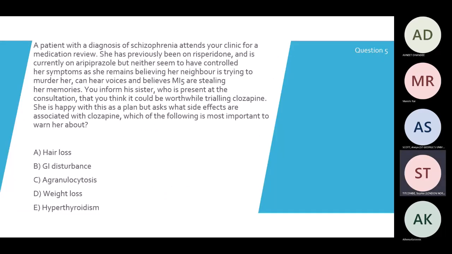So sticking with thinking about medication and antipsychotics, we'll move on to question 5. A patient with a diagnosis of schizophrenia attends your clinic for a medication review. She's previously been on risperidone and is currently on aripiprazole, but neither seems to have controlled her symptoms as she remains believing her neighbour is trying to murder her, she can hear voices and believes MI5 is stealing her memories. So you inform the sister who's present at the consultation that you think it could be worthwhile trialling clozapine. The sister is happy with this as a plan, but asks what side effects are associated with clozapine. So which of the following is it most important to warn her about?